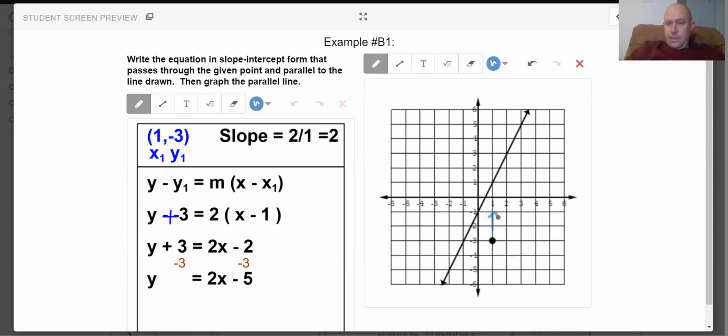Now, I can see that it's level with 1 on the x-axis, and I can see that it's level with -3 on the y-axis, which is why I've put my point here as 1, -3. So not particularly difficult, but there's just a little extra step that you have to do.